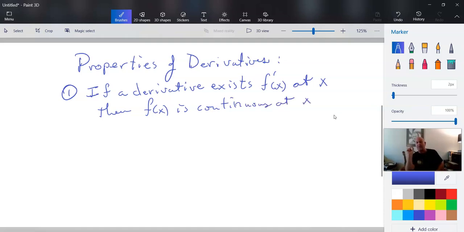So at whatever point, if you can take a derivative at a particular point, if that derivative is not undefined, then that means the function is continuous at that point.